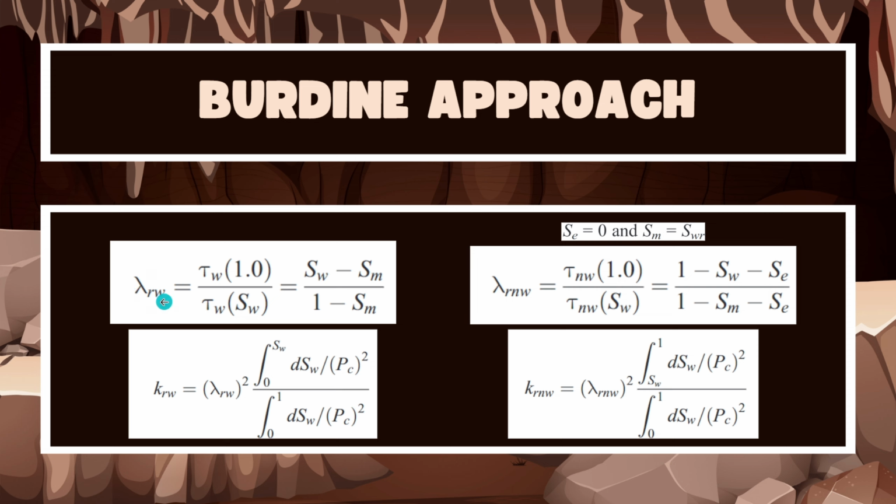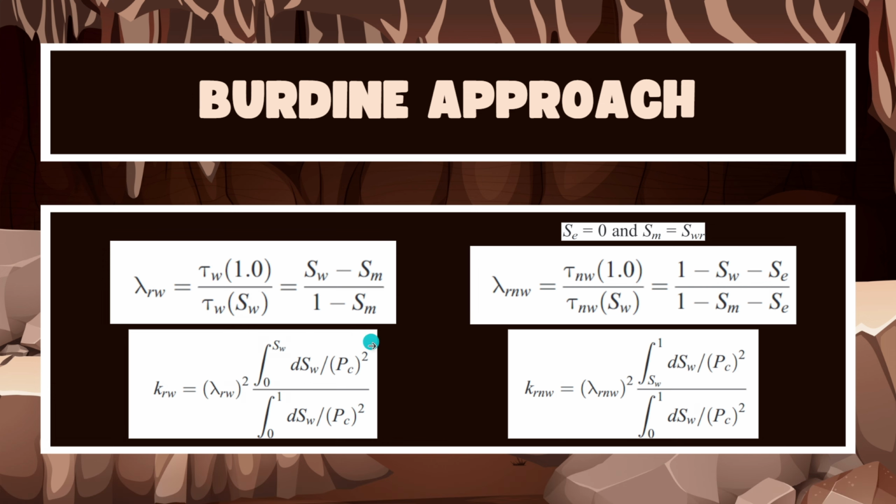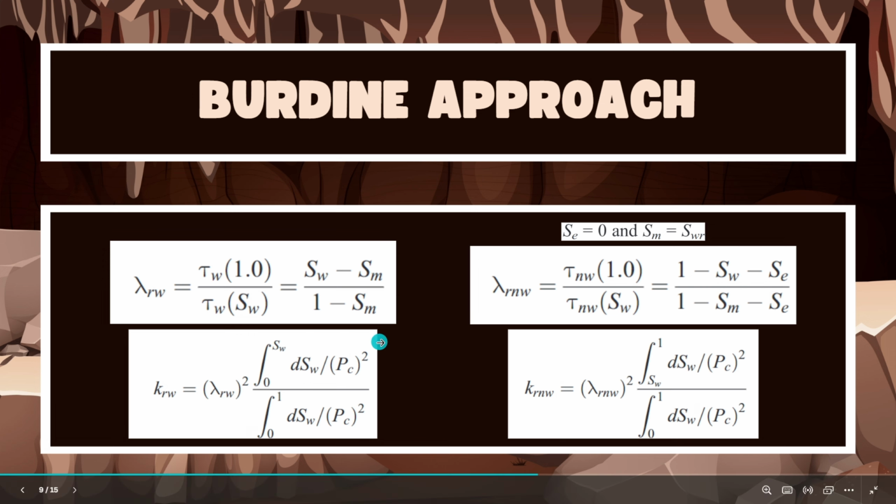For the tortuosity ratio, for the wetting phase, which is the water, this is the formula. SW is the saturation for each pressure, and SM is the minimum water saturation, or the minimum wetting phase saturation. So the minimum water saturation is the residual water saturation. So we find the tortuosity ratio for the wetting phase squared, and then we multiply it by the formula, which is the same as the Purcell approach.